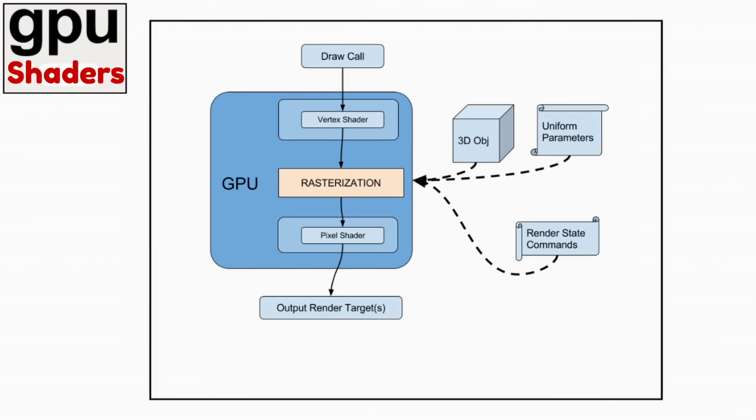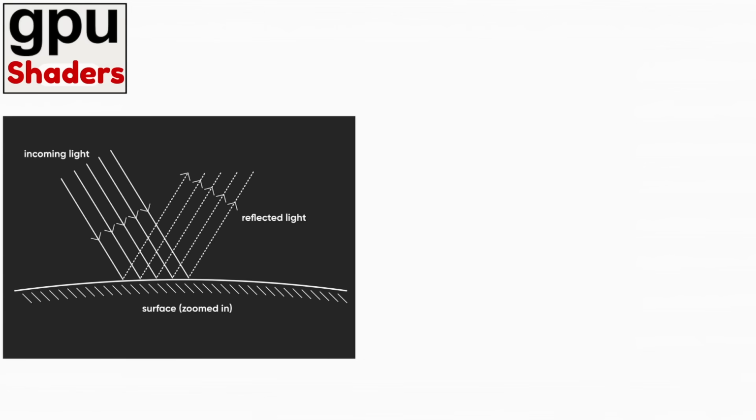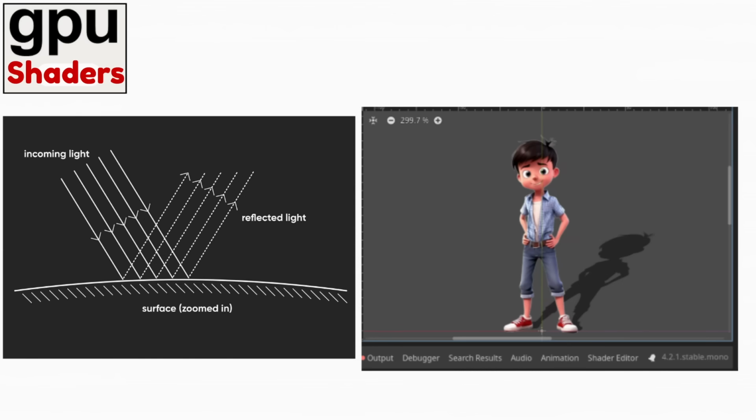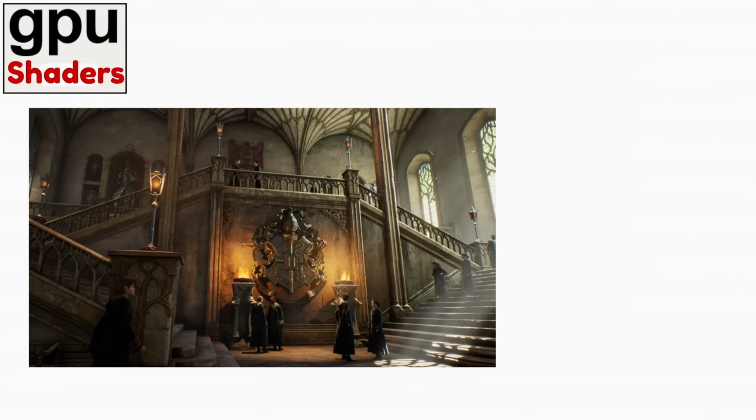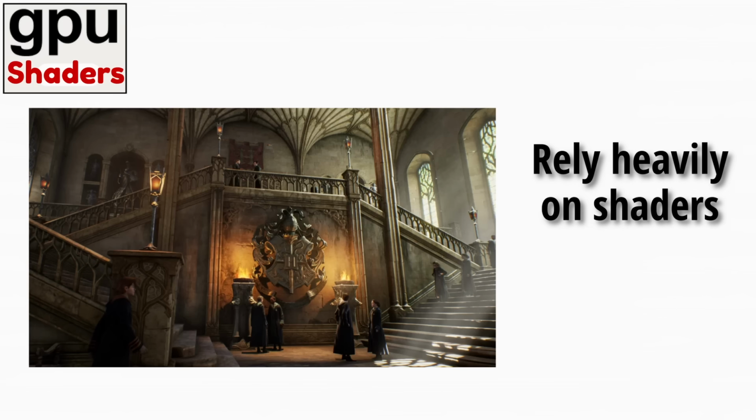Shaders are small programs that run on the GPU to calculate how pixels, lighting, and effects should look. Shaders control how surfaces reflect light, how shadows appear, and how visual effects like smoke, fire, and water behave. More complex shaders result in better visuals but require more GPU power. Games with advanced lighting and visual effects rely heavily on shaders to look modern and realistic.